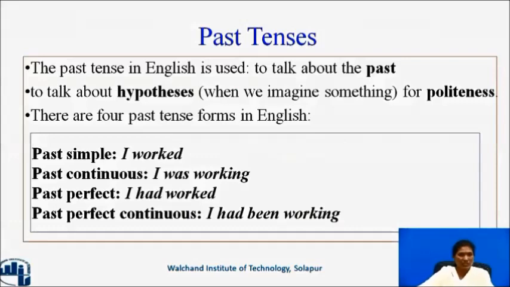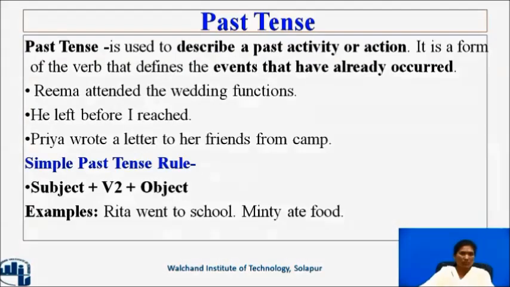Past tense in English is used to talk about past things, to talk about hypotheses also, and for politeness we use past tense. There are 4 past tense forms in English. Past tense is used to describe a past activity or action.